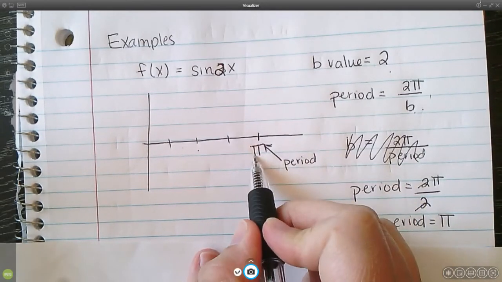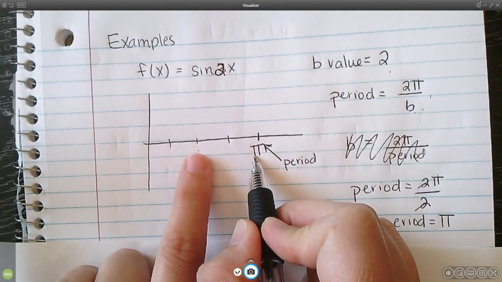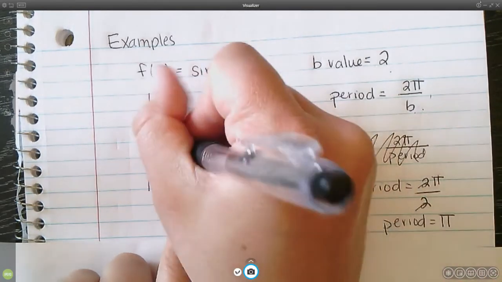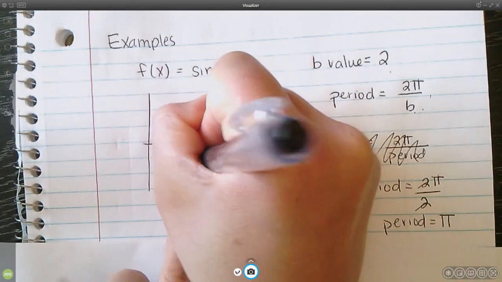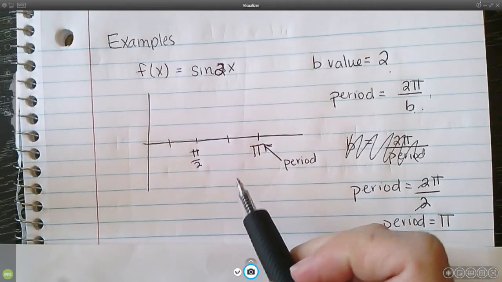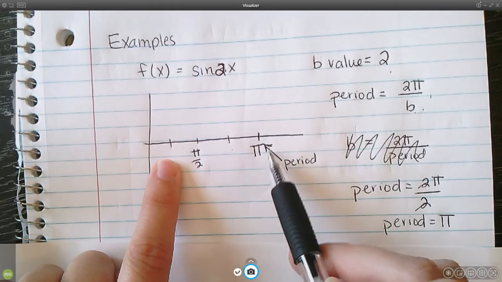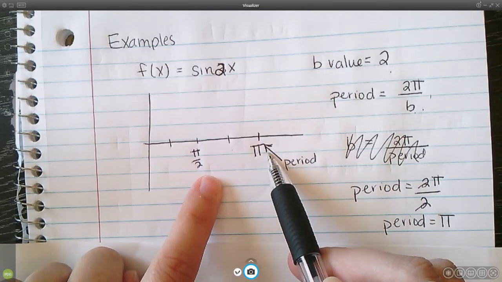Okay, well, if pi goes here, this little mark is going to be half of that. What's half of pi? You can either write half pi or you can write pi over 2. And I do not care about the first dash or the second or the third dash. As long as you have this last one and the second one, you're good.